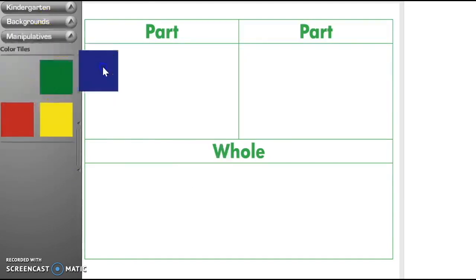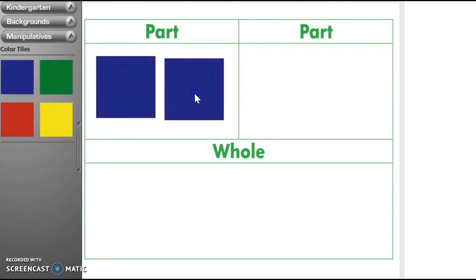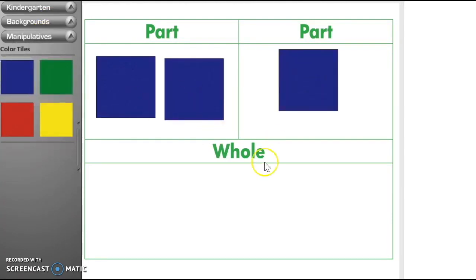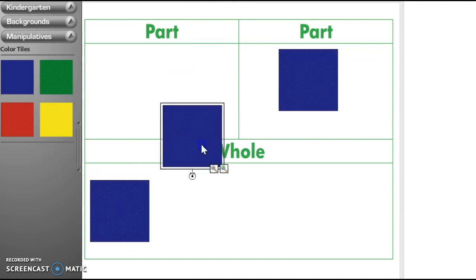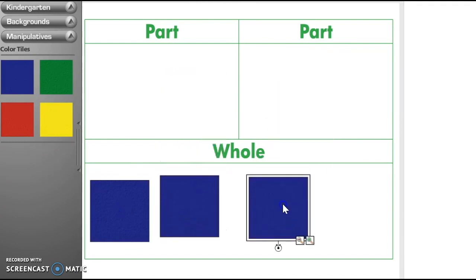that there are 2 children playing on the swing set and 1 child playing on the slide. So 1 part, 2 part. So if I were to put them all together, we have a total of 3 children playing together.